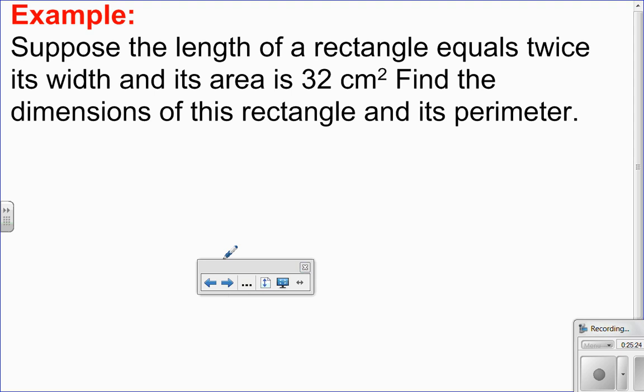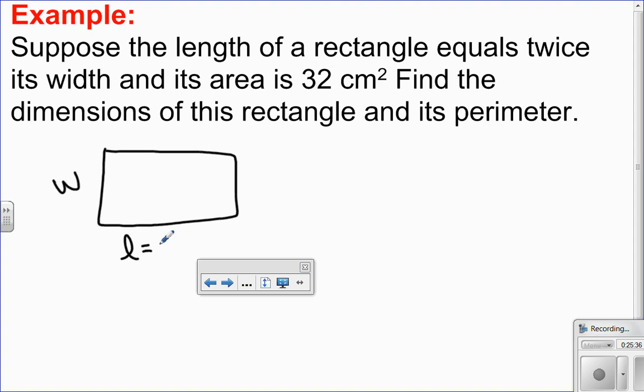So I just want to end with a word problem here. In this question here, we have the length of a rectangle. The length of a rectangle equals twice its width. So if this is the width, this is the length, which is twice the width. And I'm told that the area is 32.